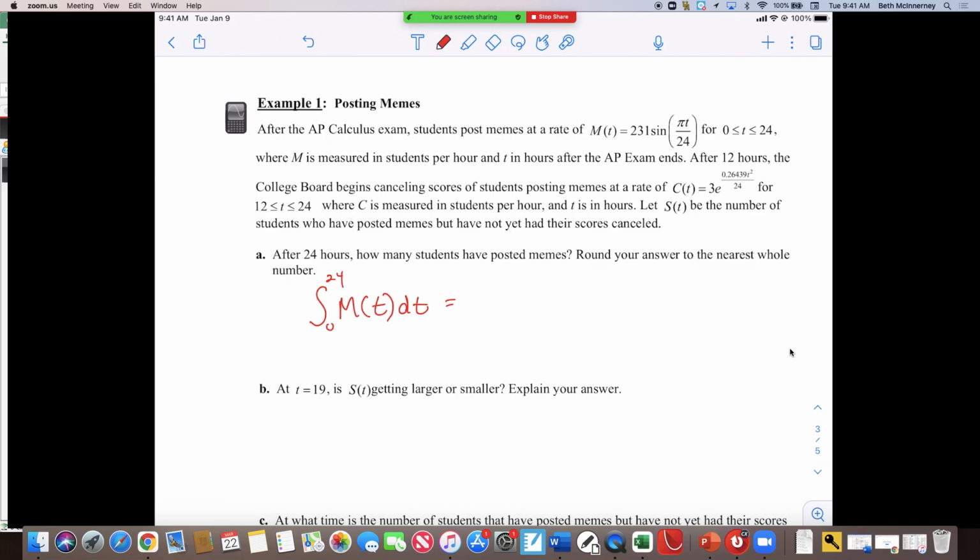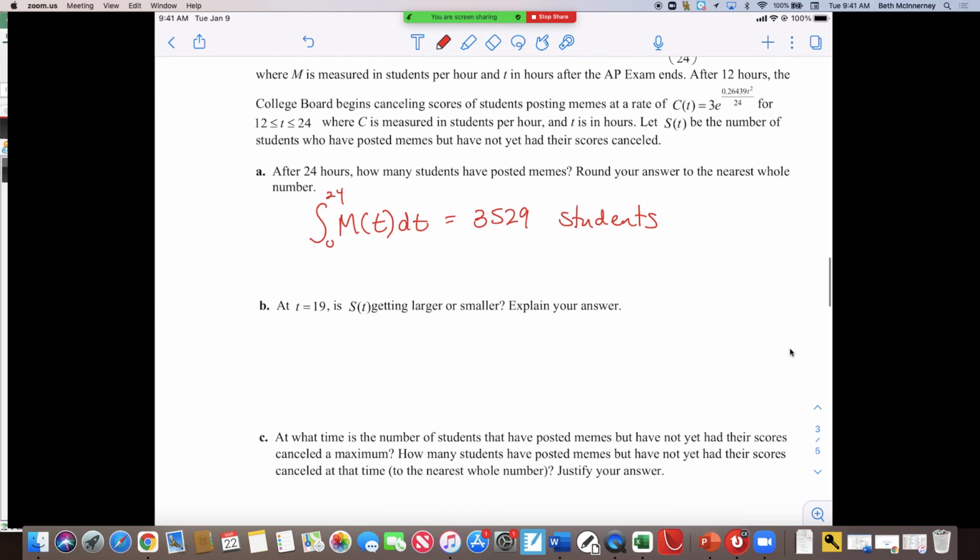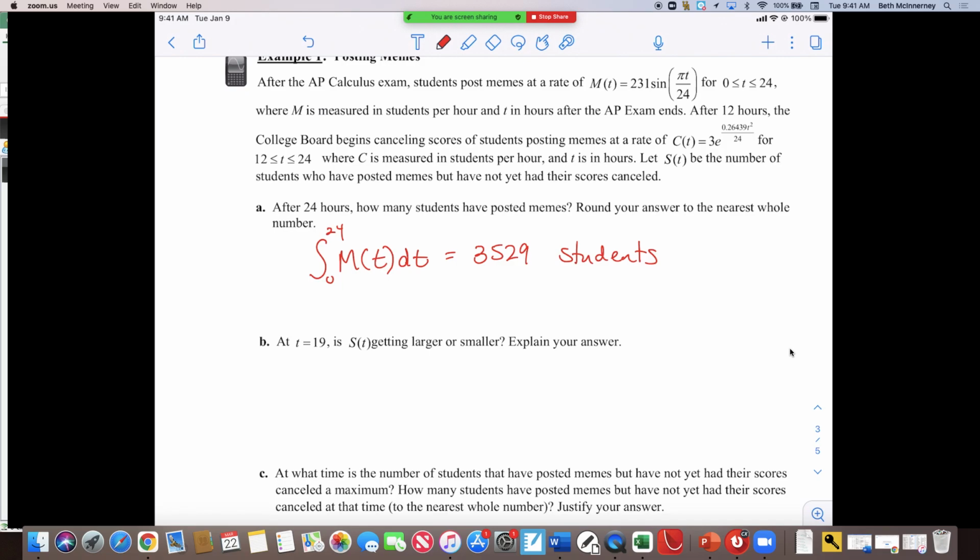All right, discuss at your tables. Did you get the same number? I want to make sure you know how to do this on your calculators. All right, I heard multiple tables. 3,529 students. Okay, nice job. Part B. At time is 19. Is S of t getting larger or smaller?